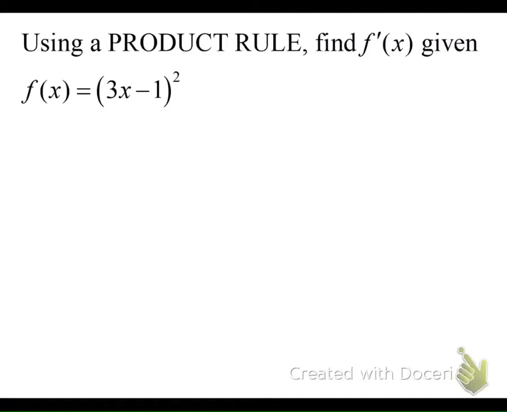So for the first example, I want you to do this using a product rule, and then I'll show you the quicker way using the chain rule. So using a product rule, you'd have to first write it like a product. So just expand it, write it twice. And do your product rule. So hit pause and do that, and we'll check it in a minute.